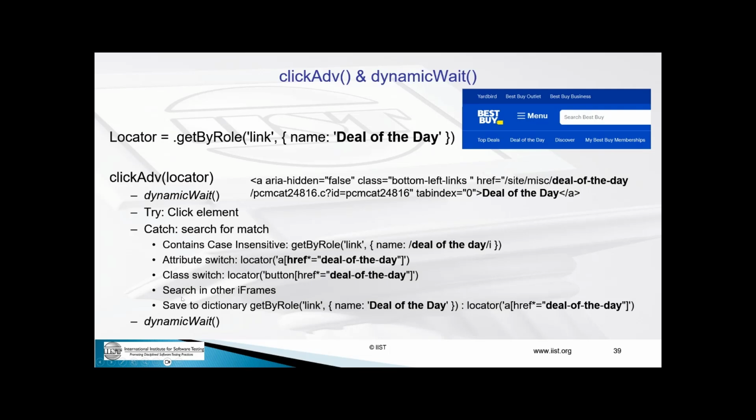The last thing, a little bit fancier, is it might be in a different iframe. So use the original locator and your other attributes and ones that you built, and go search through other iframes and see if you can find the elements that way. This whole thing will make your click a whole lot more robust. So now that we've got the stuff to switch all this up here, the last thing is save it into the dictionary, and then do our dynamic wait again because we just clicked it.